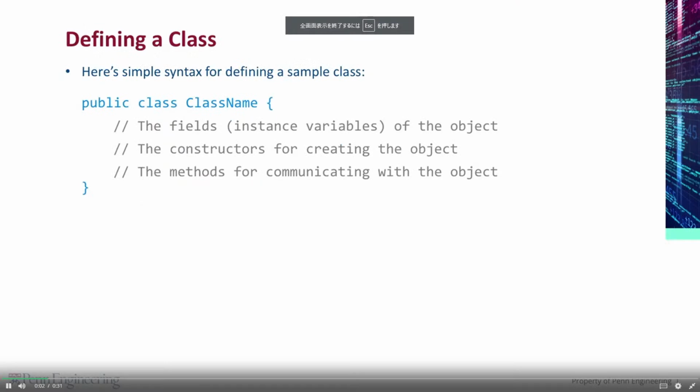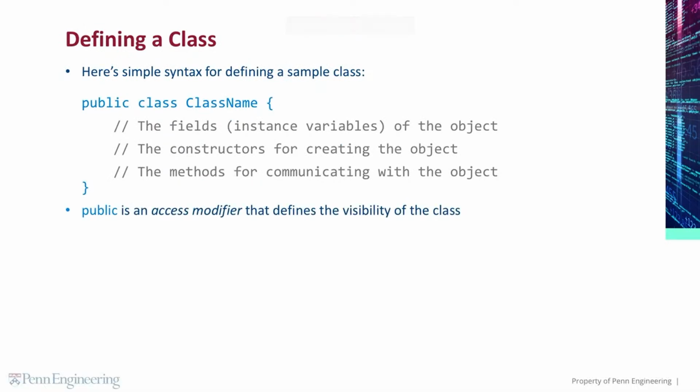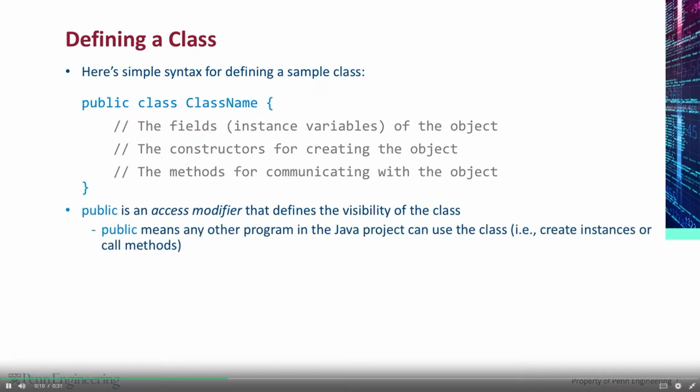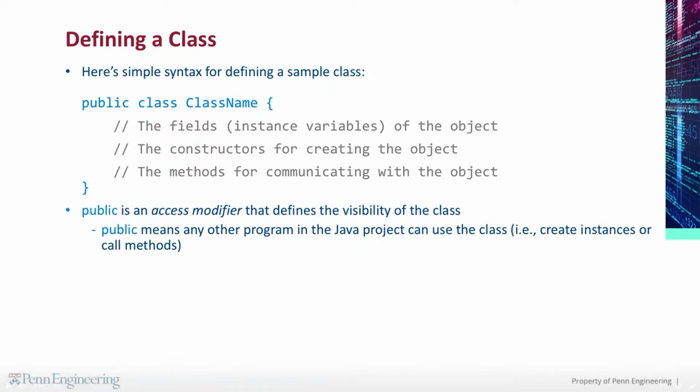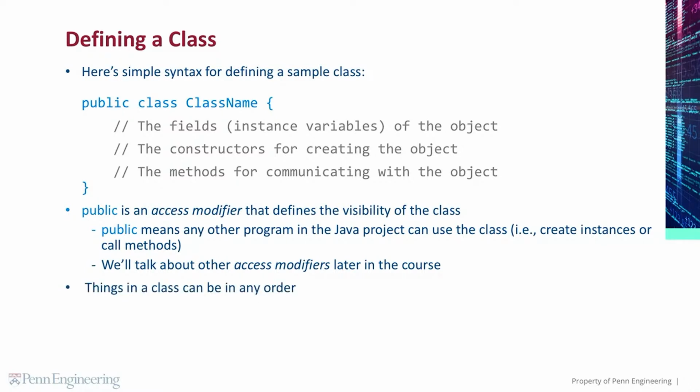Here's simple syntax for defining a sample class. Public is an access modifier that defines the visibility of the class. Public means any other program in the Java project can use the class, i.e., create instances or call methods. We'll talk about other access modifiers later in the course. This class will contain fields, a constructor, and methods. These can be in any order.